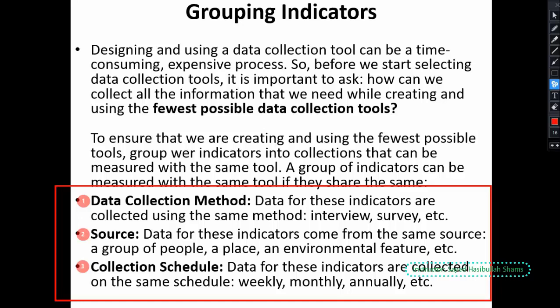If one of them is not matching in these criteria, we cannot group these indicators. For example, if there were a difference in the collection schedule, meaning one of the indicators was collected on a weekly basis and another on a monthly basis, we cannot group these indicators. All three characteristics must be the same: data collection method, source, and collection schedule.